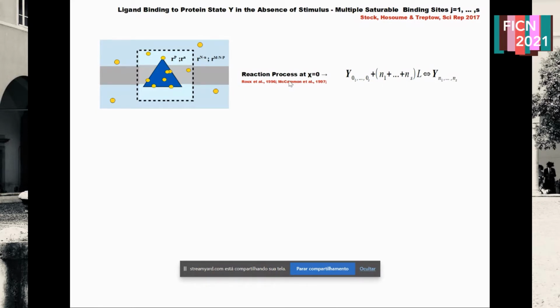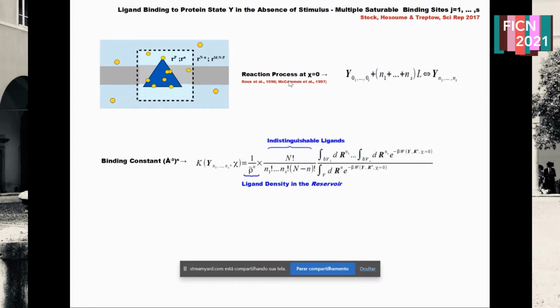So as largely discussed in the literature, solution of that reaction involves the quantification of the binding constant, which accounts for the free energy difference of transferring ligands from the reservoir into the protein sites. And of course, that binding constant must take into account the fact that ligands are indistinguishable and that they have a specific concentration in the environment.